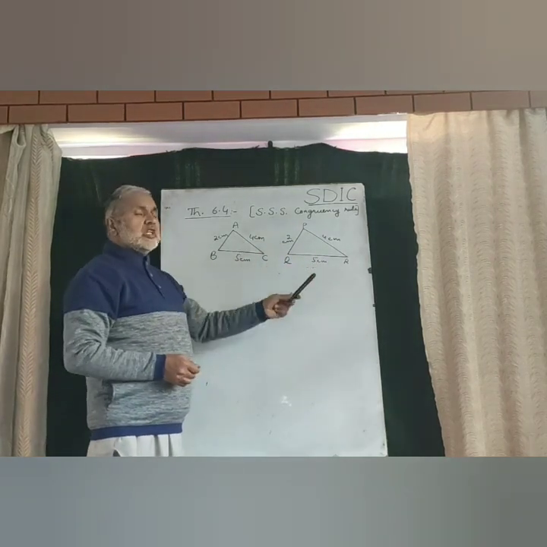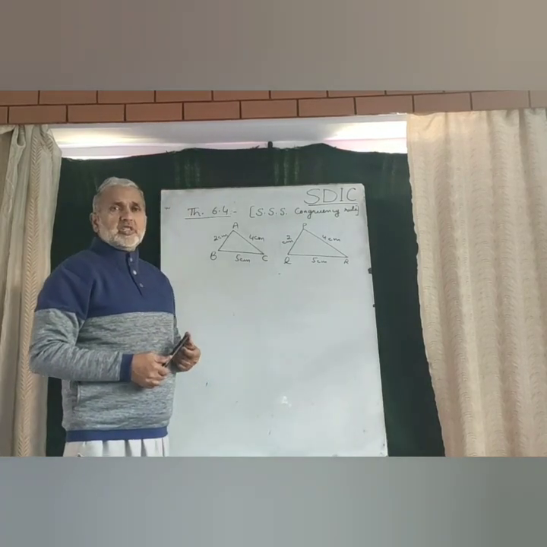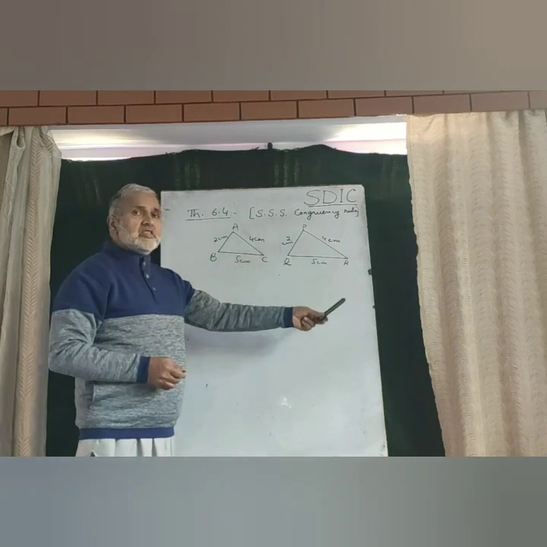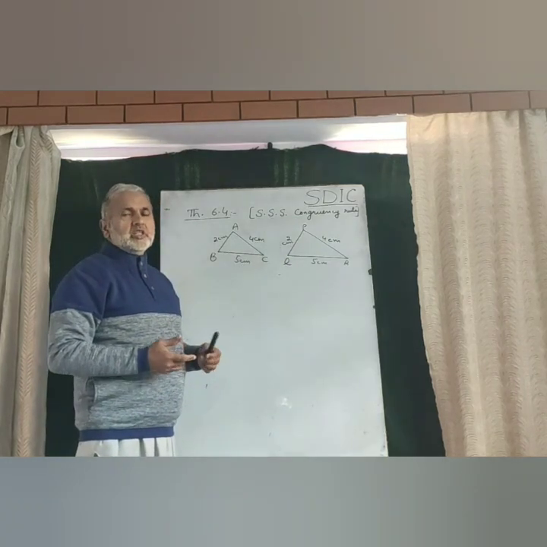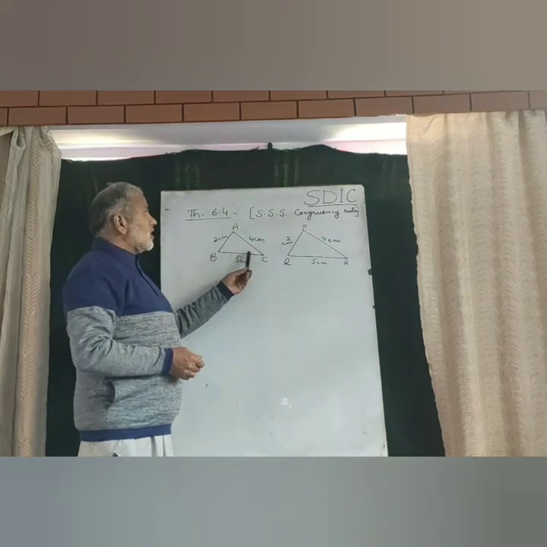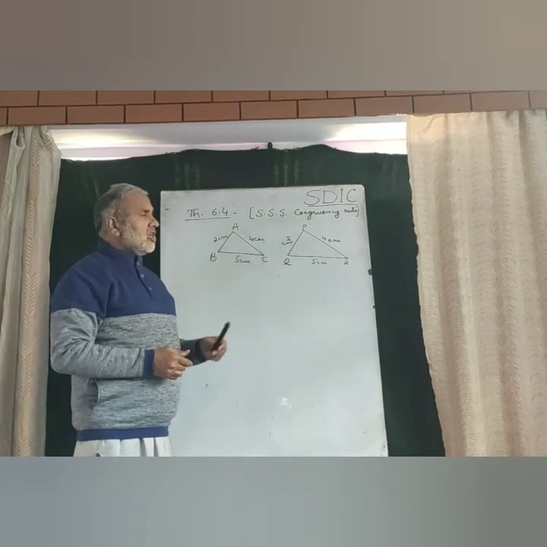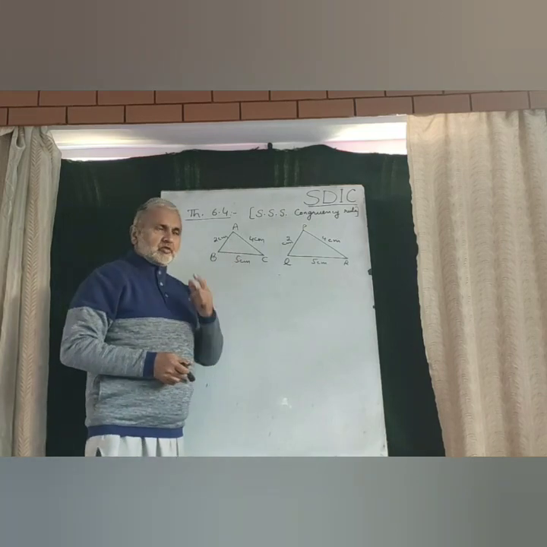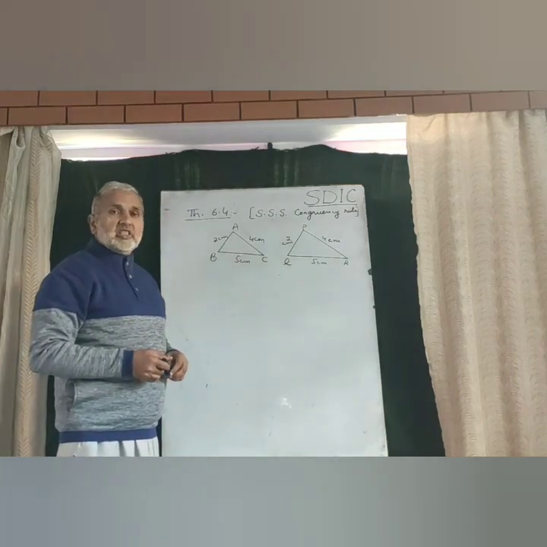When we say these two triangles are congruent, then according to CPCT, what will we conclude? That their corresponding angles will be equal. Three results we will get as per CPCT, because we have three pairs of angles. Angle A will be equal to which angle of that triangle? You have to find which is the corresponding angle of A there.